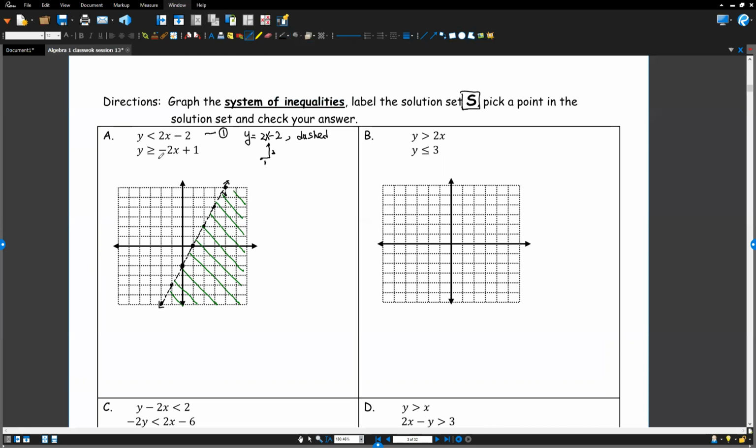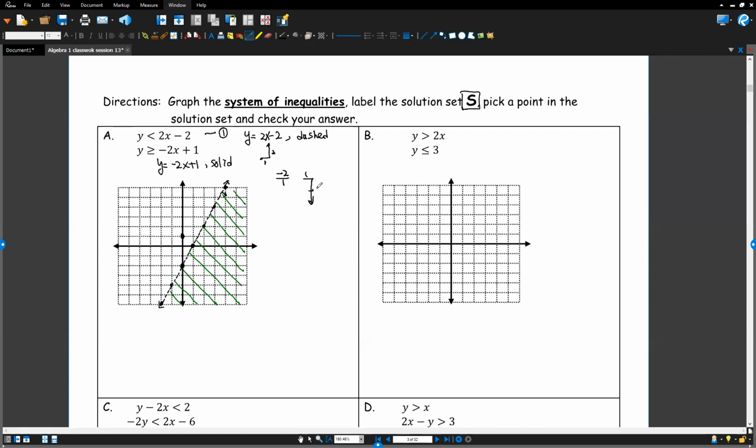Okay, the next one is the line of this one. y equals negative 2x plus 1, but the line is solid. Positive 1 is over here, the b value, the y-intercept, and the slope is negative 2. Negative 2 is what? Negative 2 over 1. 1 right, 2 down.